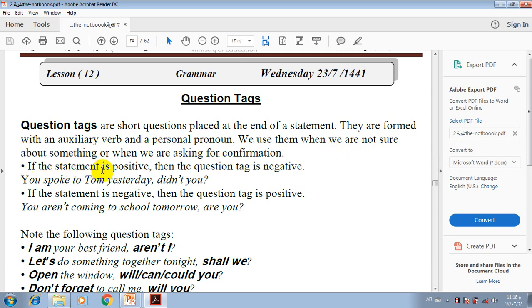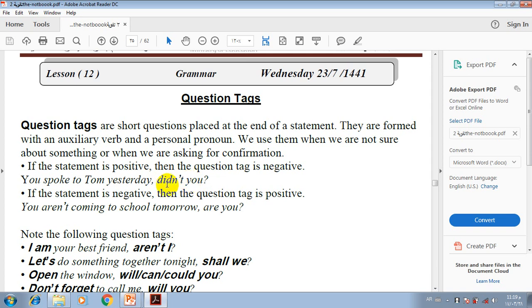And if the statement is positive, then the question tag is negative. Like this example, you spoke to Tom yesterday. Here, this statement is affirmative or positive, so the question tag must be negative. Like you see, here we used the helping verb didn't and the pronoun you.